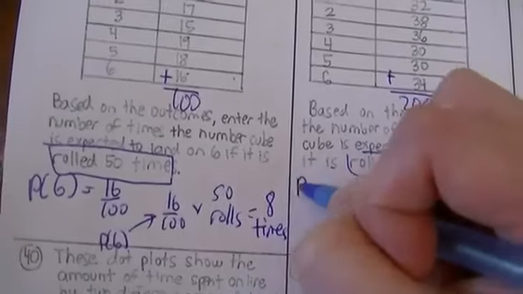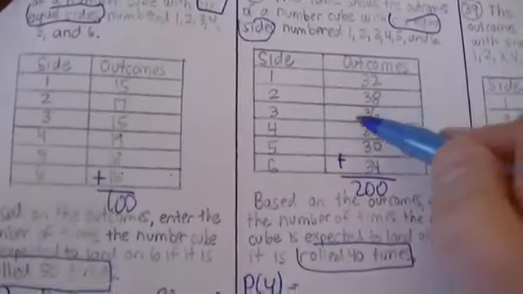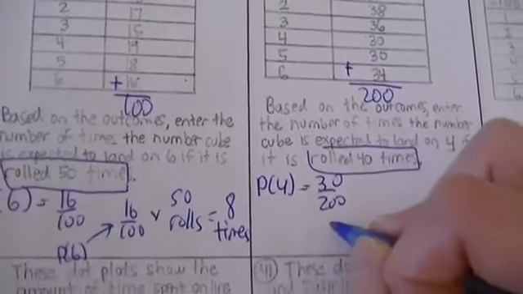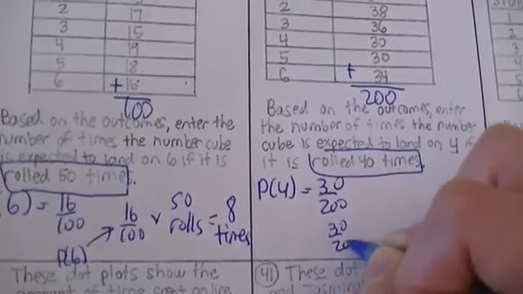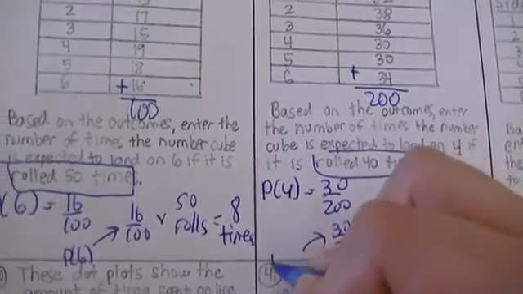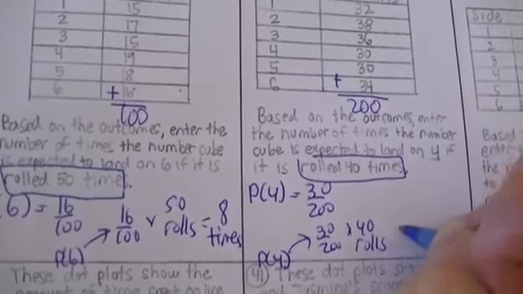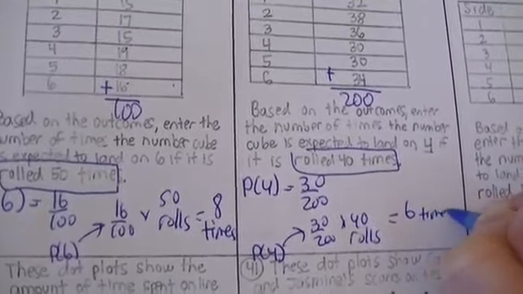So the probability of getting a 4 in the data is 30 out of 200. Okay, so you take 32/100, remember 32/100 is the probability of getting a 4 given this data, times 40 rolls, and you get 6 times.